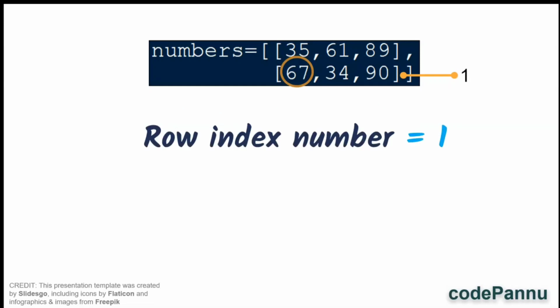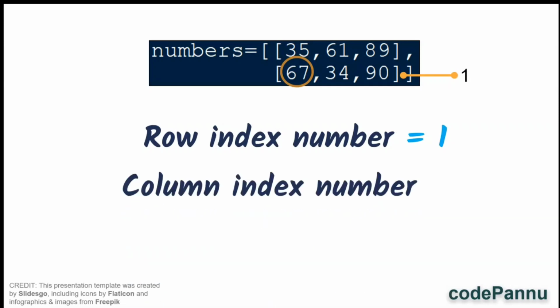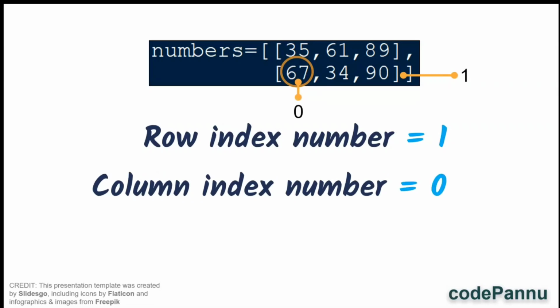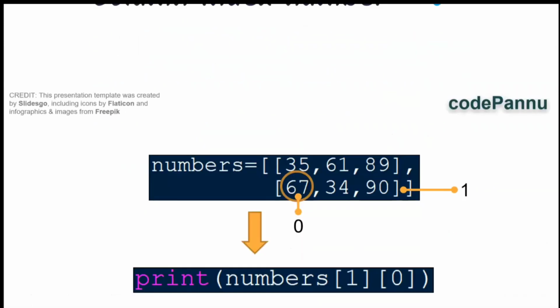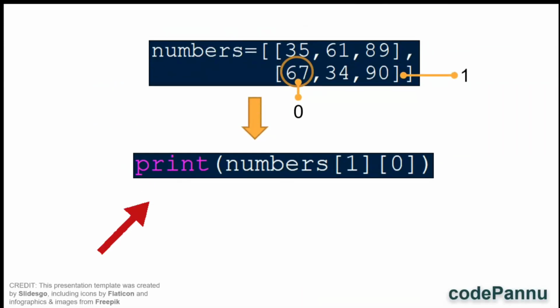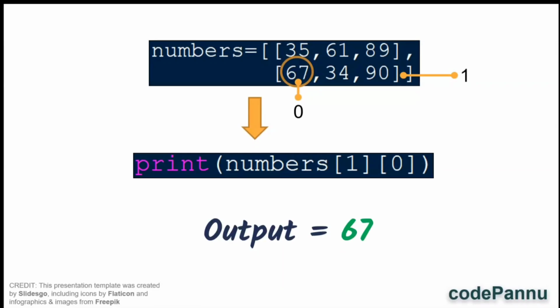Next, to get the item from the second row, we have to find the column index number. So, 67 is the first item in the second row. So, to get the first item, the index number would be 0. So, we would write print, open bracket, numbers, open the square bracket, write 1, close the square bracket and open the square bracket again, write 0, close the square bracket and close the round bracket. The output would be printed as 67.